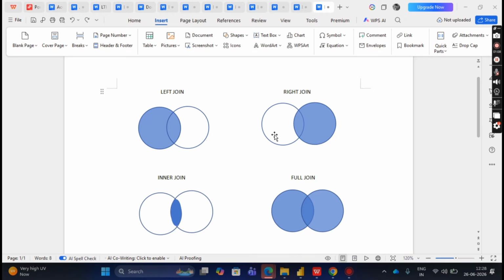And in full join, we take all the matching values between both the tables as well as all the non-matching values from table A as well as from table B. So everything will be included in the resultant table. All the matching values will be included and all the non-matching values from both tables will also be included.